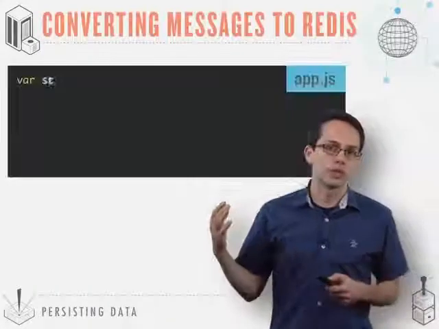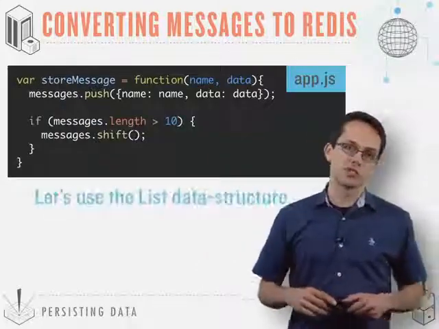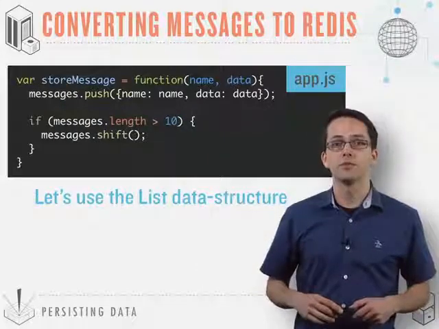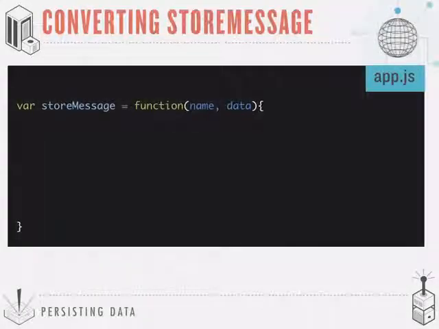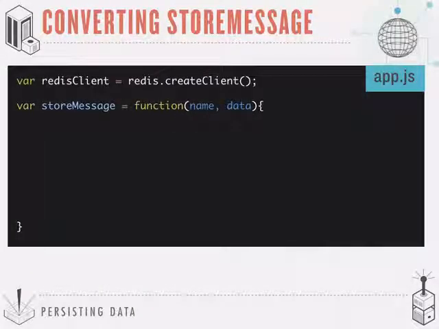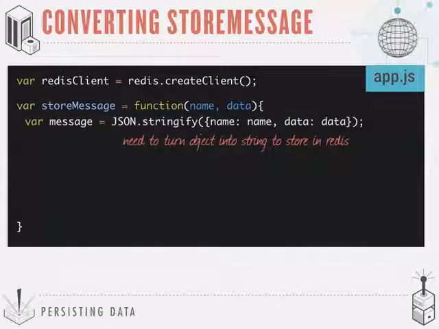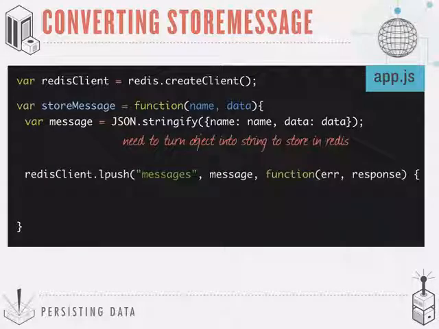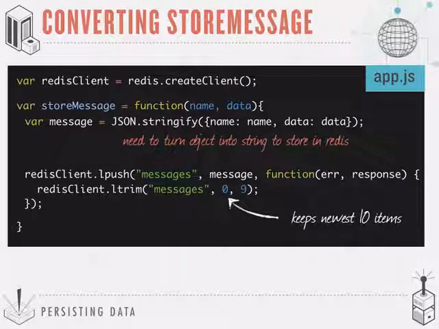If we jump back into our old code, you can see here's our store message function, and we need to rewrite this to use Redis. First, we need to create our Redis client, and then inside of our store function, we need to take the name and the data that we send in, put them into an object, and then call JSON stringify, which will turn that object into a string we can easily store in Redis. Then we'll call lpush, send that in as the message, and then call ltrim, so it'll keep the newest 10 items in the array.